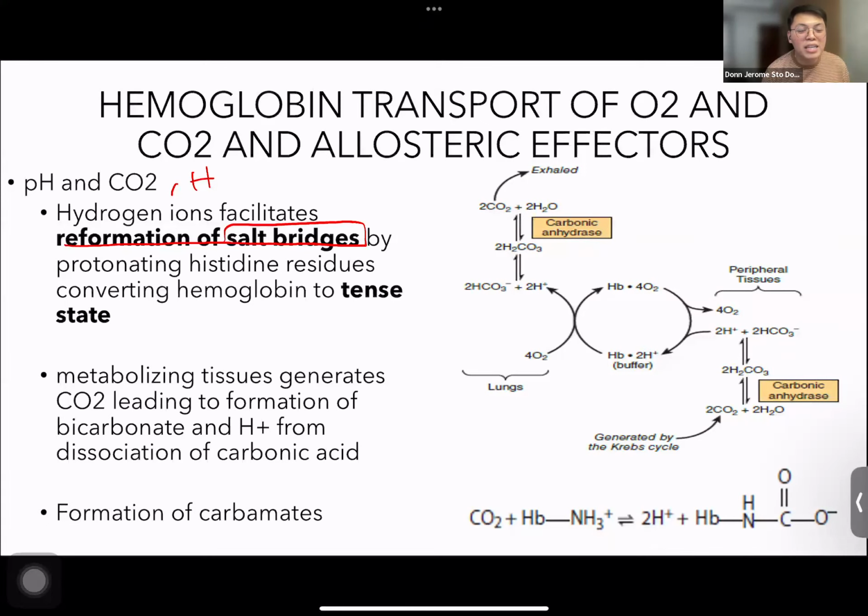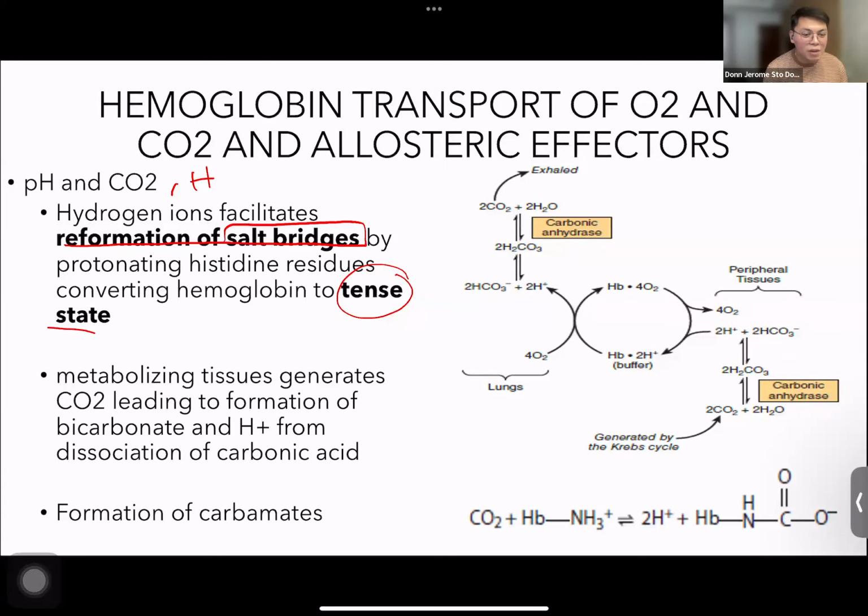Mas maraming salt bridges, mas rigid siya. T form. T4. The T form. And since it's in the T form, ano ang tendency ng form na yon? To release or accept oxygen? Ito naman, nandito. That is to release oxygen.